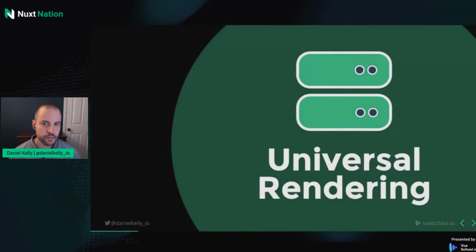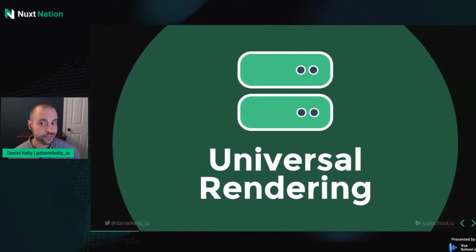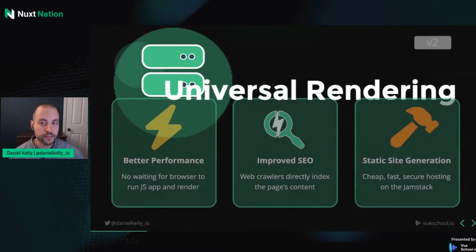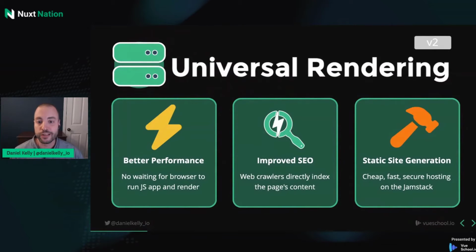Okay, so another thing that's important with Nuxt, and a reason a lot of you are probably using Nuxt to begin with, is because of the universal rendering, right? We kind of heard that during the last panel. This is really the best option for rendering Vue on the server side. And this universal rendering provides you with a number of different things. It's better performance because you don't have to wait for the browser to run your JavaScript application. It's improved SEO, because web crawlers can directly index the page's content.